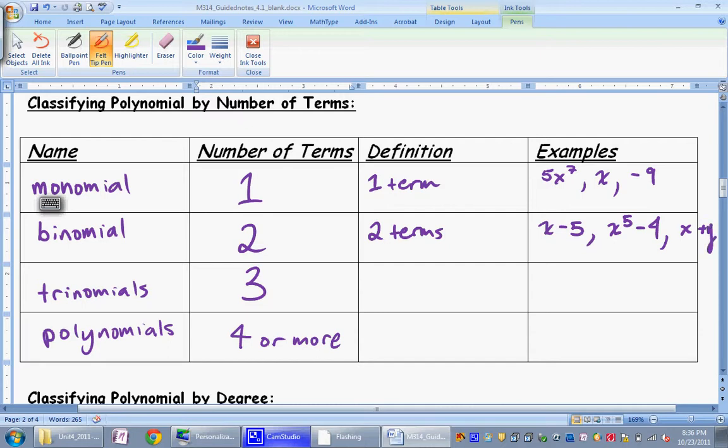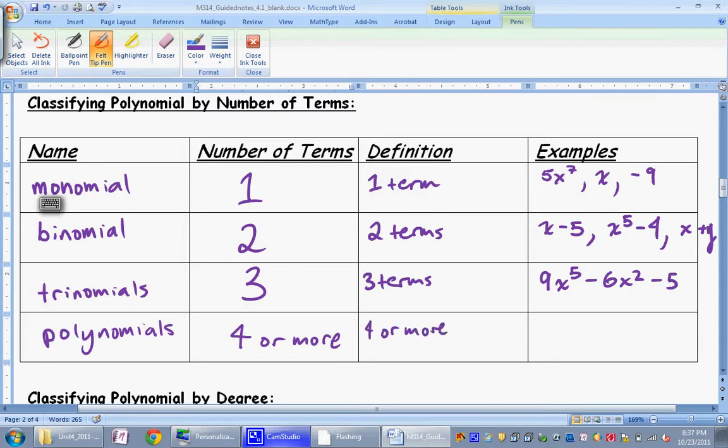A trinomial, 3 terms. And I'll just do one of them in here. Maybe 9x to the 5th minus 6x squared minus 5. That's a trinomial. And then a polynomial can have 4 terms, 5 terms, 6 terms. It's just a general term for any polynomial that has more than 3 terms. So 4 or more terms.